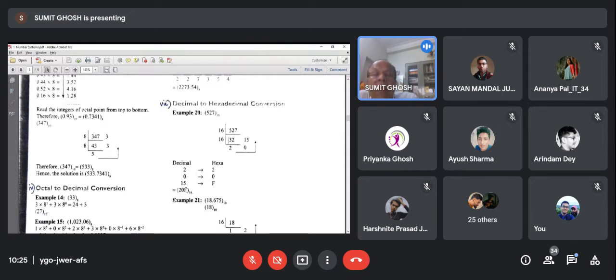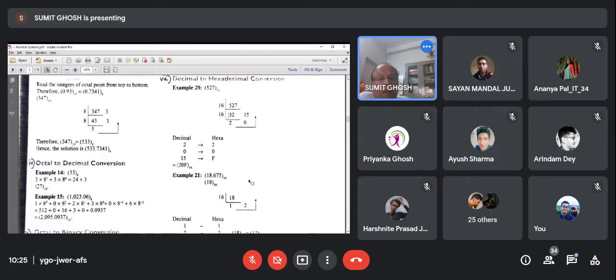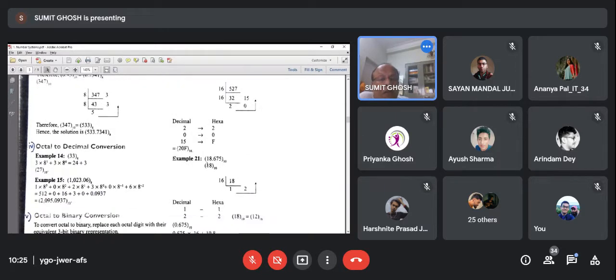I said in hexadecimal the digits start from 0 and end at 15. There are 16 such numbers, so 15 is actually F. Hexadecimal representation is from 0 to 9, then A, B, C, D, E, F, total 16. So 15 is represented as F. Similarly, if you have a decimal point, then before the decimal you already know.